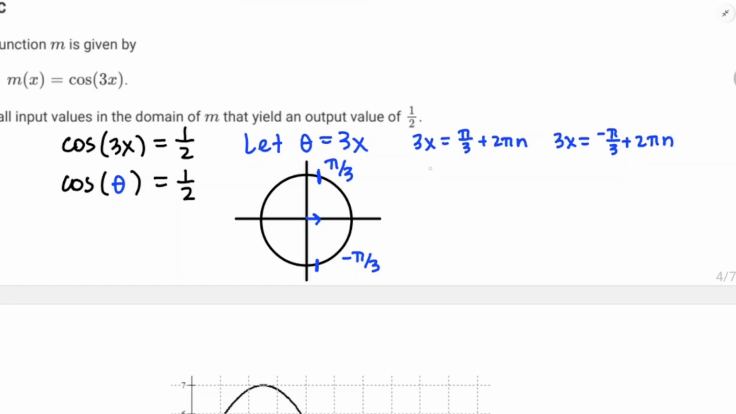And I'm going to divide both sides of both equations by 3, and that will just require me to divide everything by 3. So pi over 9 plus 2 pi over 3 n, and also negative pi over 9 plus 2 pi over 3 n, where n is any integer.